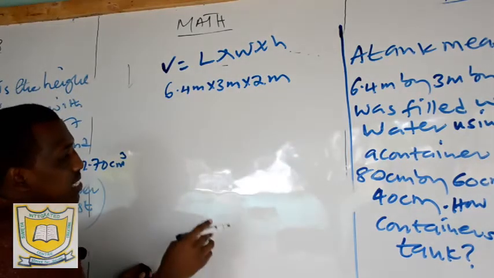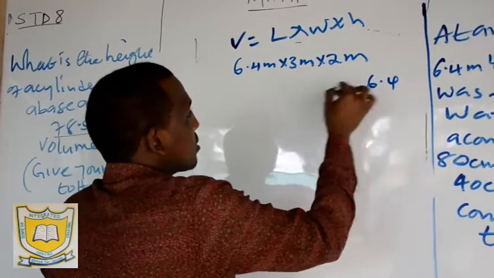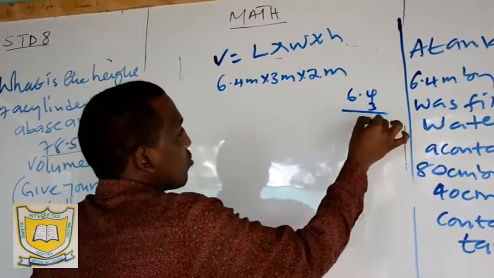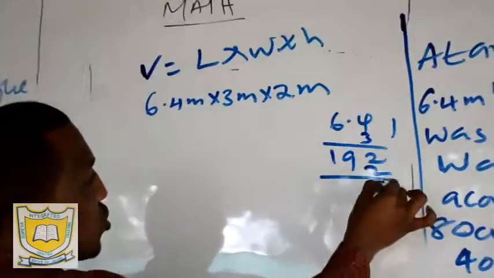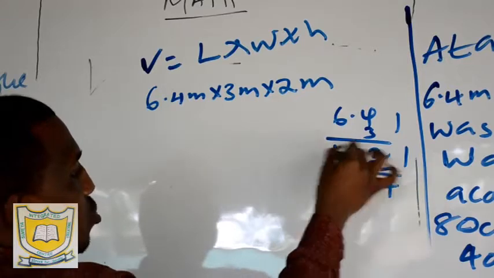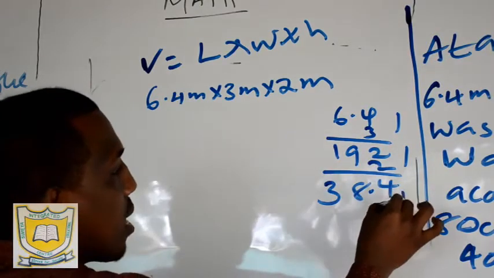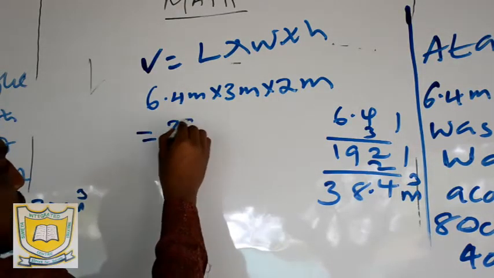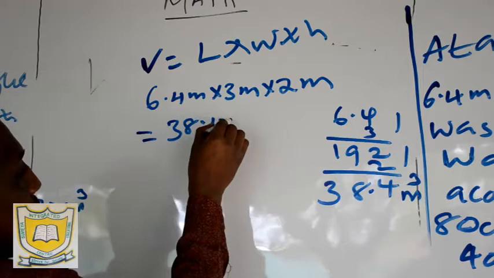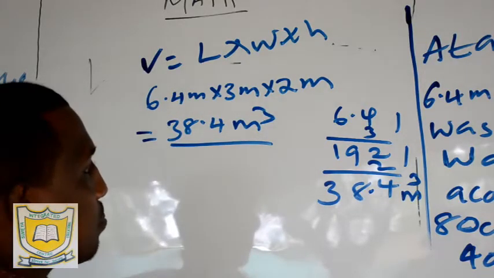So let us multiply this one. We say 6.4 times 3: 12 carry 1, 18 plus 1, 19. Then times 2, that is 4, 18, 8 carry 1, 2 plus 1, 3. So it is 38.4 meter cube. So the volume here is 38.4 cubic meters. That is the volume of the rectangular water tank.